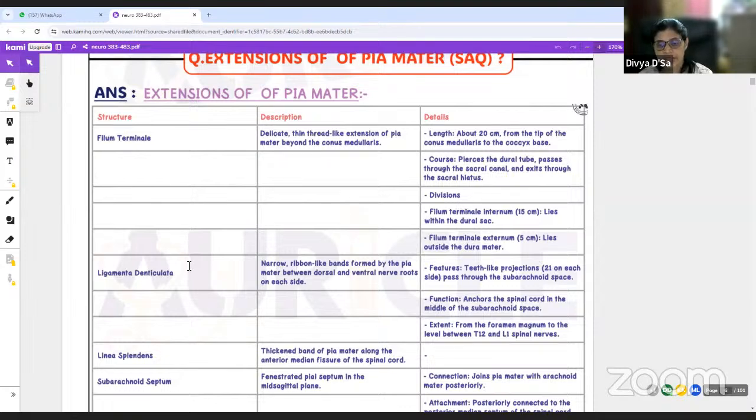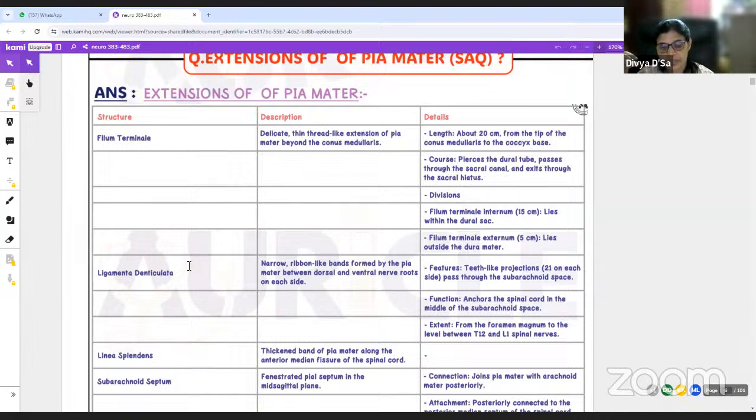Its function is to anchor the spinal cord to the middle of the subarachnoid space, and it extends from the foramen magnum level to between the T12 or L1 spinal nerves. Then we have the linea splendens. The linea splendens is the thickened band of pia mater along the anterior median fissure.